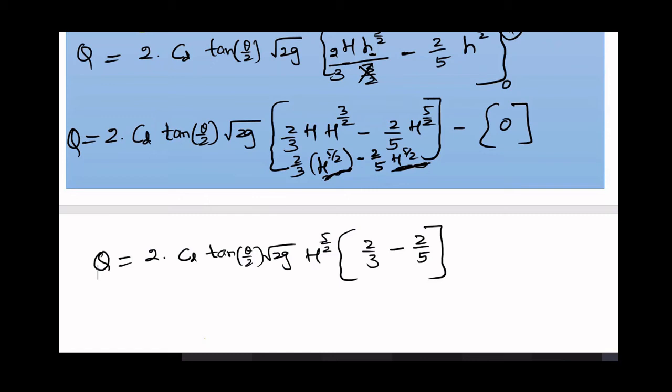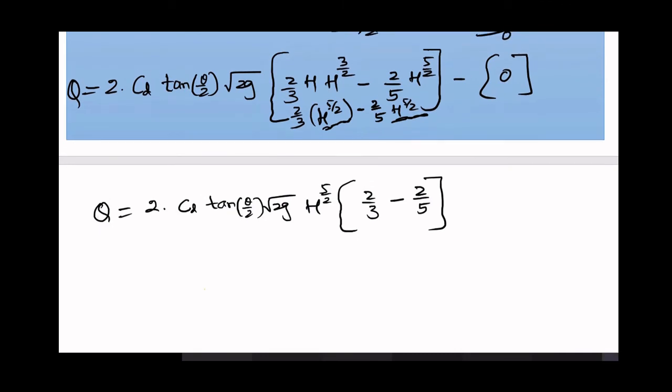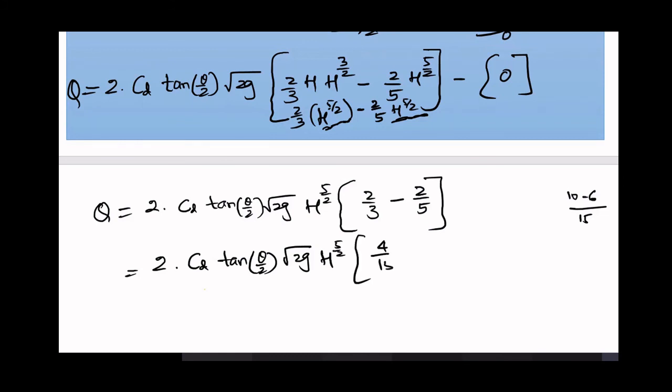You take the LCM in the denominator and convert it into a constant term. I think you will get 8 by 15. What will we get? So 15, 10 minus 6, that is 4. 4 by 15 we get. So 2 CD tan theta by 2 square root of 2g, h to the power of 5 by 2. All these terms are as it is. Now here I will get 4 by 15.